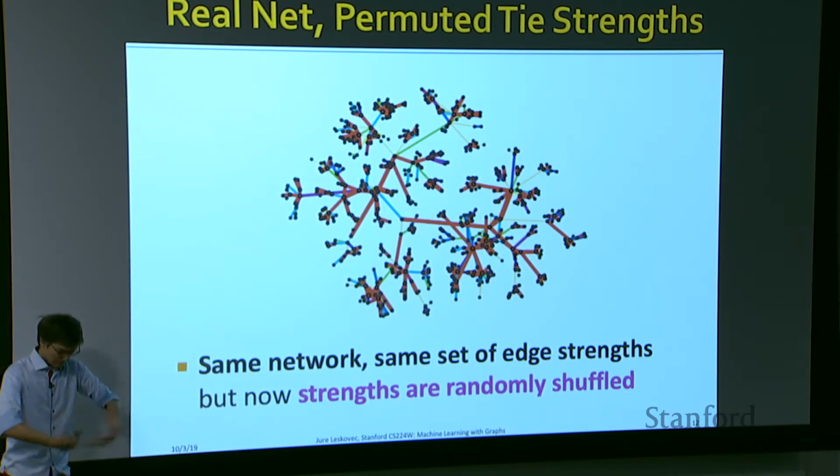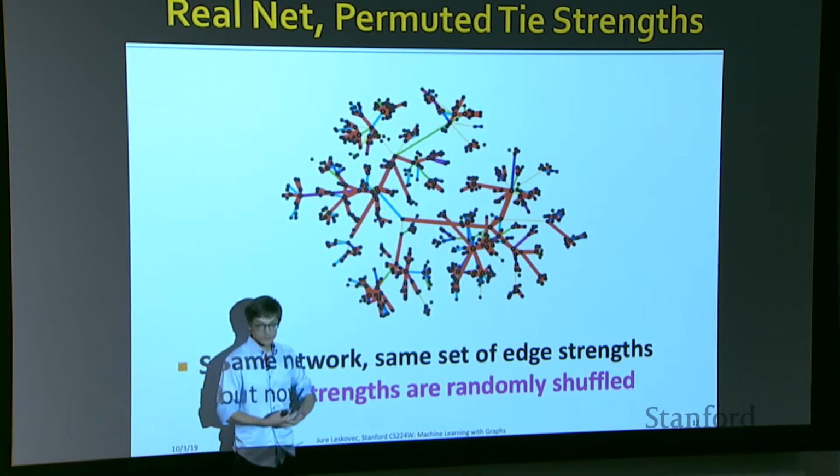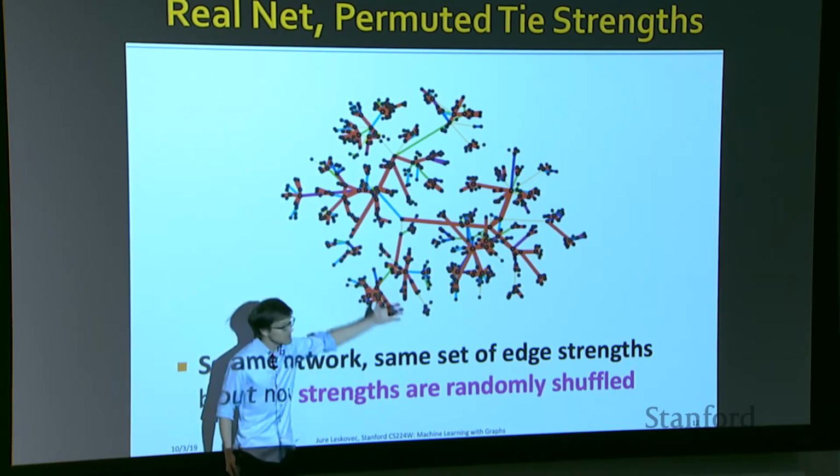So if the number of phone calls were independent of the network structure, this is how the network should look.